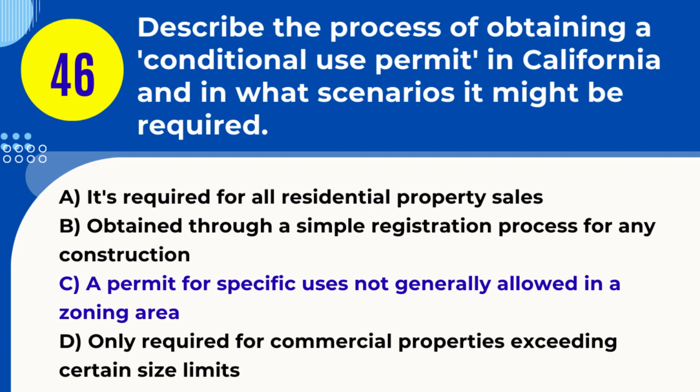Answer. C. A permit for specific uses not generally allowed in a zoning area. Explanation. A conditional use permit in California is required for property uses that are not generally permitted by the zoning ordinance but may be allowed under certain conditions. Obtaining this permit involves an application, review by planning authorities, and sometimes a public hearing.